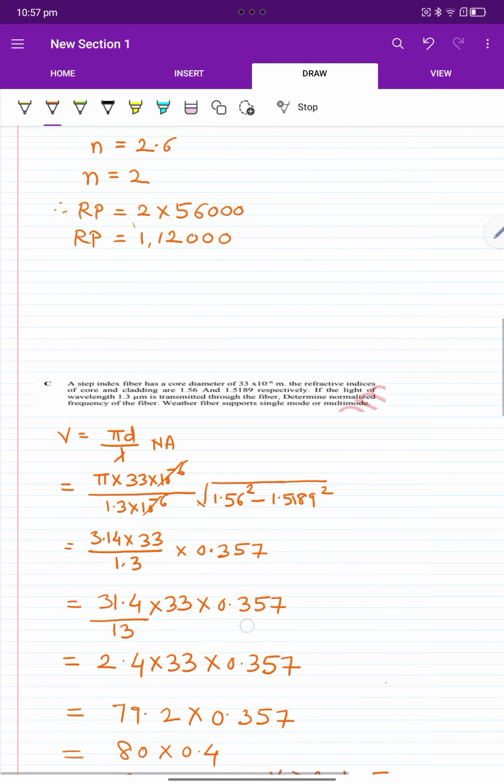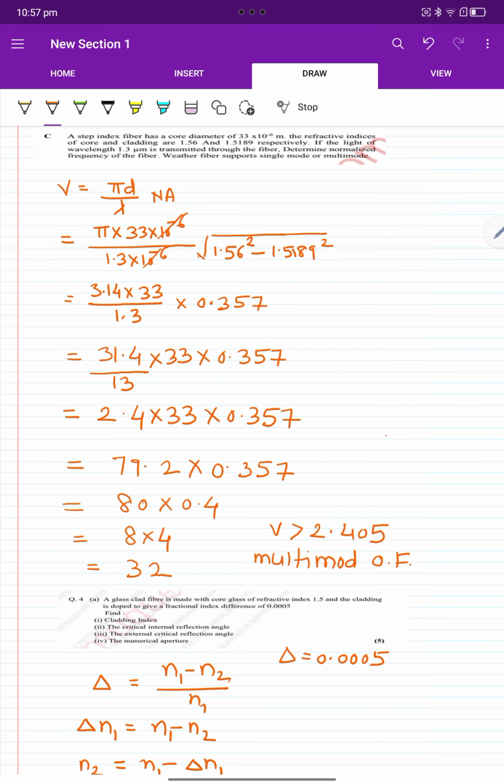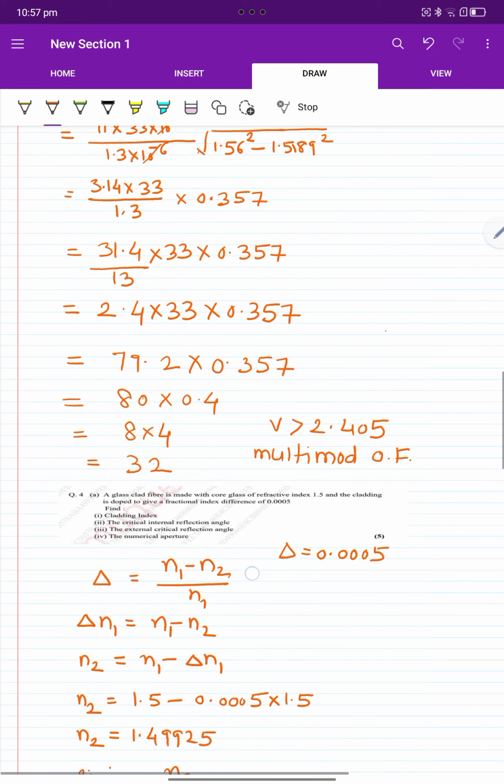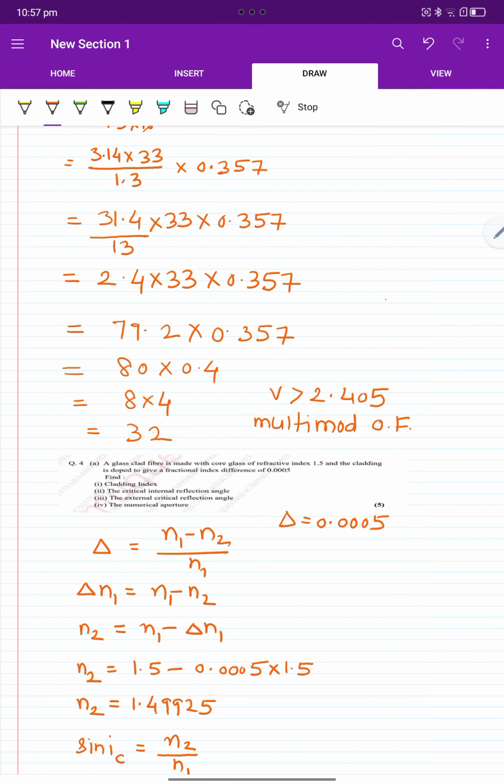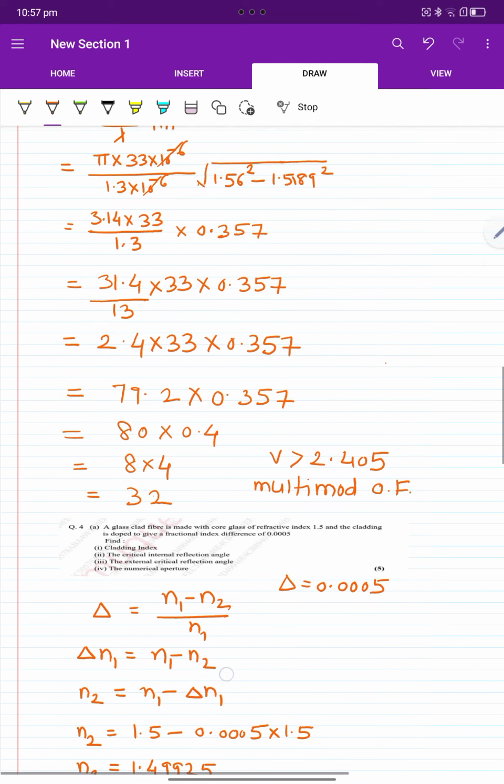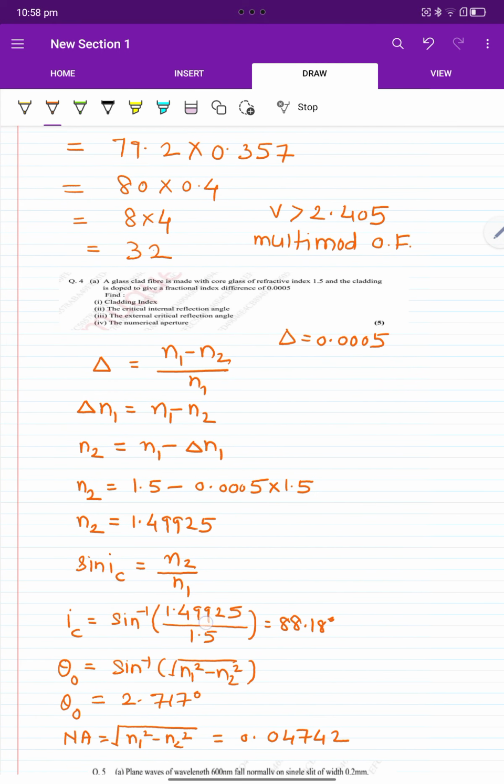Now move towards the next question, which is based on fiber optics. We have given a step index fiber, core diameter is given, refractive index of core is 1.56 and refractive index of cladding is 1.5186. We need to find the maximum mode it will support, whether it is single mode or multi-mode. We know the formula for the V number or normalized frequency is pi d divided by lambda into NA. After solving this, we got the value of V as 32, which is more than 2.405. So we can conclude that this fiber supports multi-mode. This will be a multi-mode optical fiber.